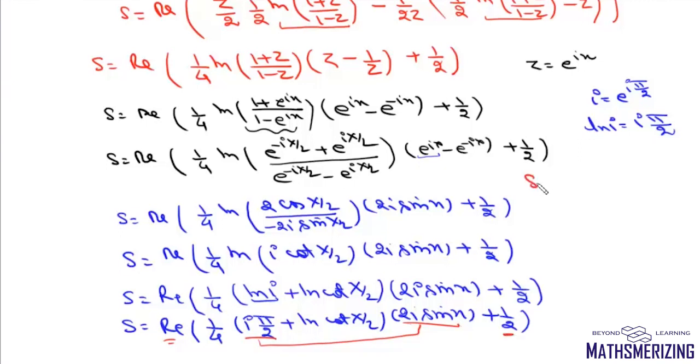So we can write this series as, so we have this 1 by 4. Now iota pi by 2 into 2 iota sin x. So 2 and 2 will cancel. So we'll get minus pi sin x and then plus 1 by 2. So the sum of the series is minus pi by 4 sin x plus 1 by 2. That is the answer to this question.